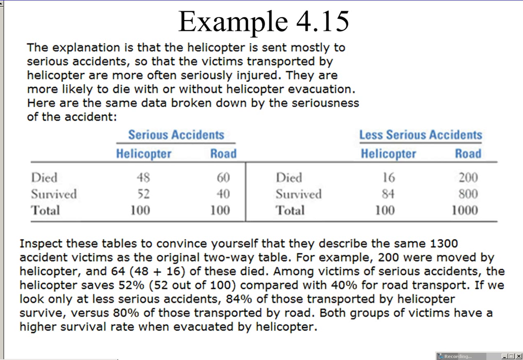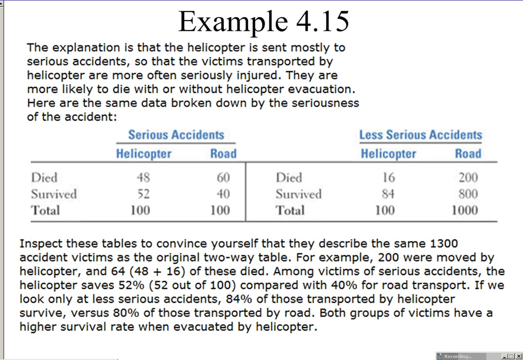The explanation is that the helicopter is sent mostly to serious accidents, so the victims transported by helicopter are more often seriously injured. They are more likely to die with or without the helicopter evacuation. Here are the same data broken down by seriousness of the accident. So we have serious accidents on the left, so we're introducing a third variable that we're dividing this data up into, and less serious accidents on the right.